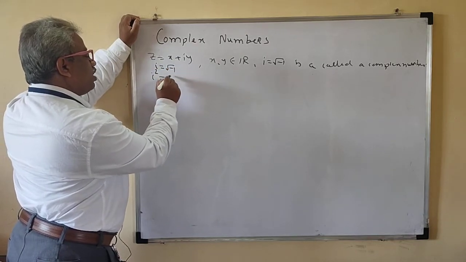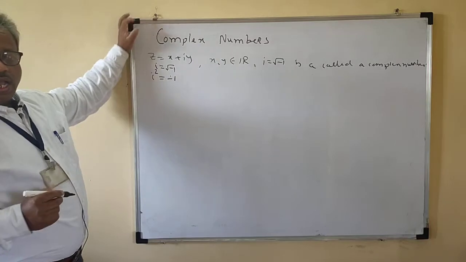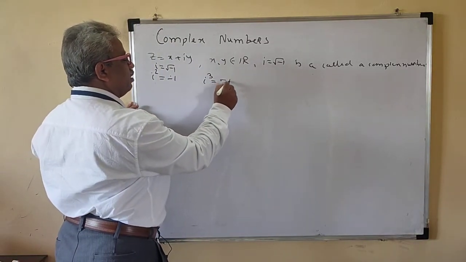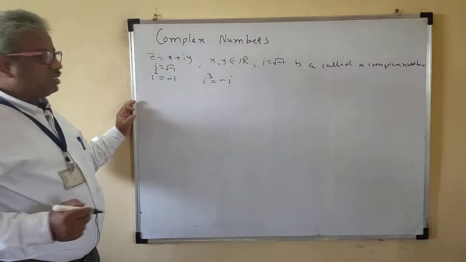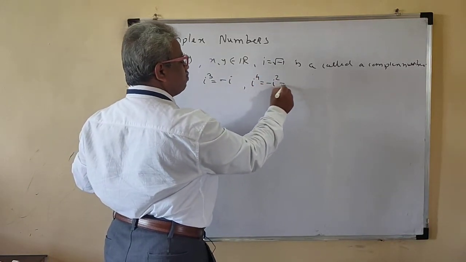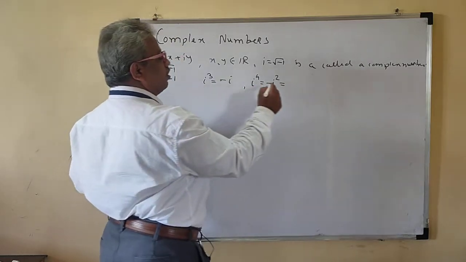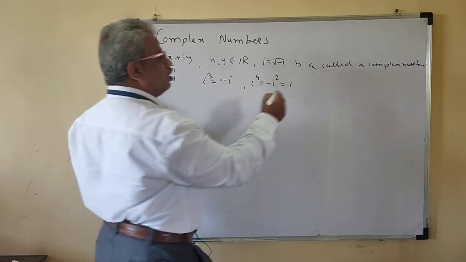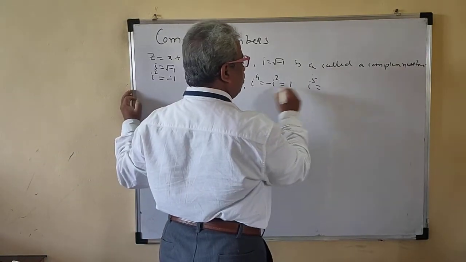Okay. So i square is what? Minus 1. If you multiply by i, i cube is minus i. Again you multiply by i, i to the power 4 is what? Minus i square. But i square is minus 1, so this is plus 1. So i to the power 4 is 1. Okay. So similarly, i to the power 5, multiply by i.